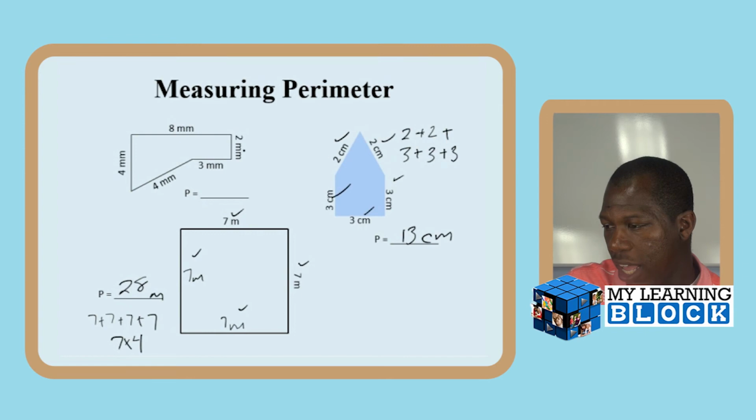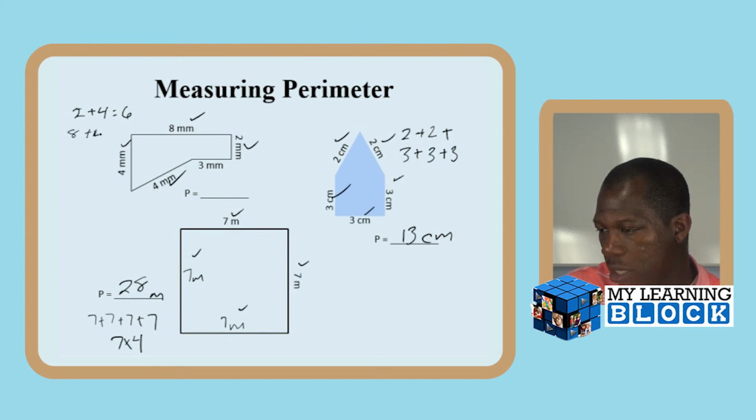Now this one, I have 2 millimeters plus 4 millimeters. 2 plus 4 equals 6. Then I have 8 millimeters plus 4 millimeters. 8 plus 4 equals 12. And then I have 3 millimeters, 3 millimeters. So I add them all together, and 18 plus 3, 21 millimeters.